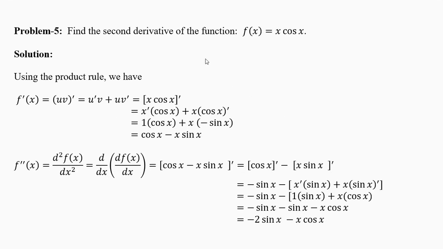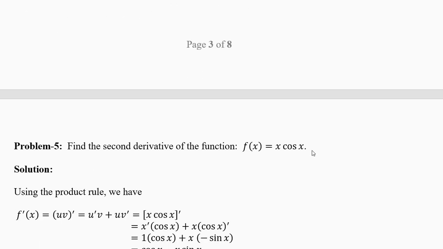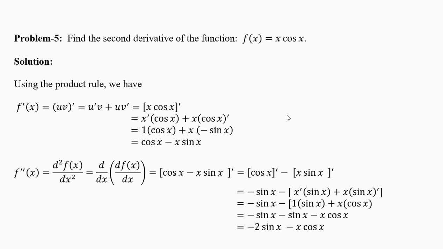Now find the derivative of the function f of x equal to x cos x. X cos x we have seen here, but I will repeat it for you. Now we are multiplying two functions: derivative of the first function into second function plus first function into derivative of the second function. We'll get 1 into cos x plus x into the derivative of cosine, which is minus sine. So cos x minus x sin x.